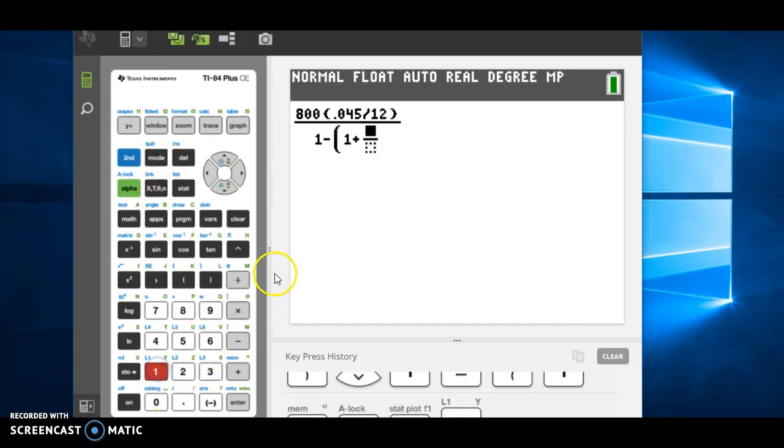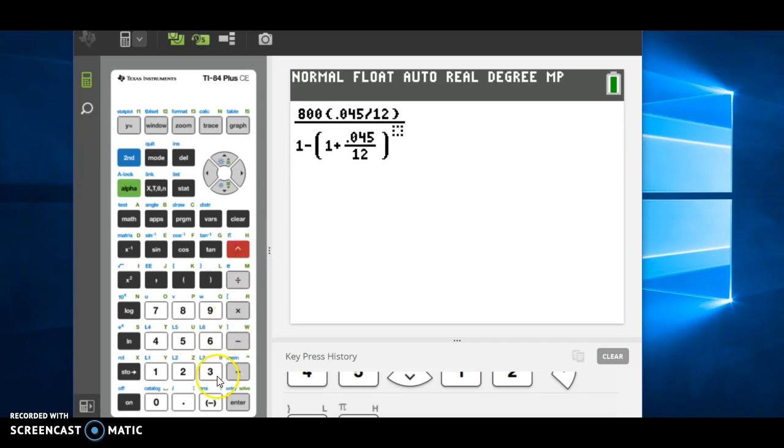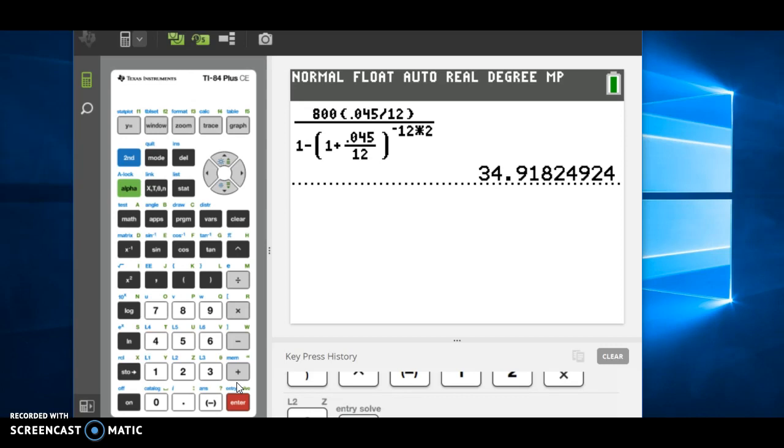I'm going to make another fraction, or you could use parentheses. 0.045 divided by 12. Make sure you press the over to the right button so that you can get out of the fraction. And another set of parentheses to close them out. And then we're going to raise this denominator to a power of negative 12 times 2. And press enter. And we find that this monthly payment amount is $34.92.